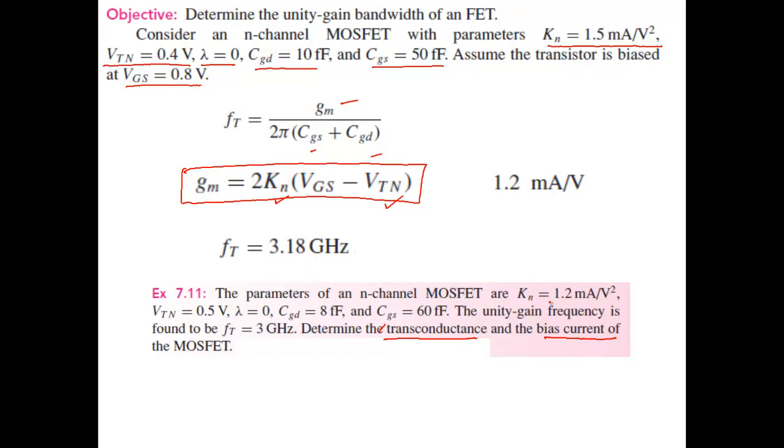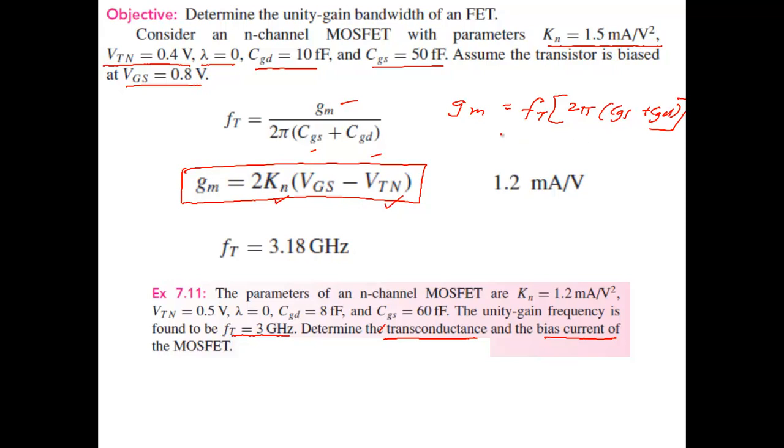But there is another thing they have given, they have given you FT. So what we can do is, from this formula, first find out your GM. Once you find your GM from this equation, GM is equal to FT into 2 pi (CGS plus CGD).